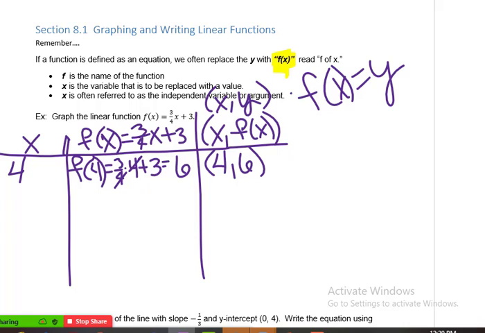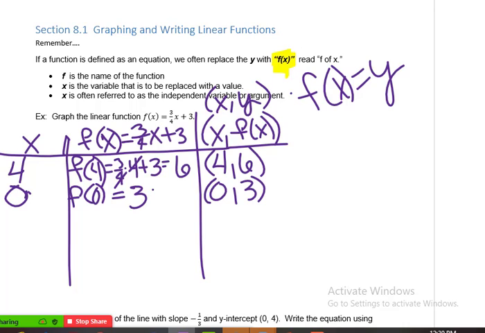Let's take a look at another one. If you can, use 0. If 0 is available, use 0. And actually, with every linear equation, you can use 0. So with that, 0 times 3/4 will give me 0. So really, this is going to be equal to 3. 0, 3.